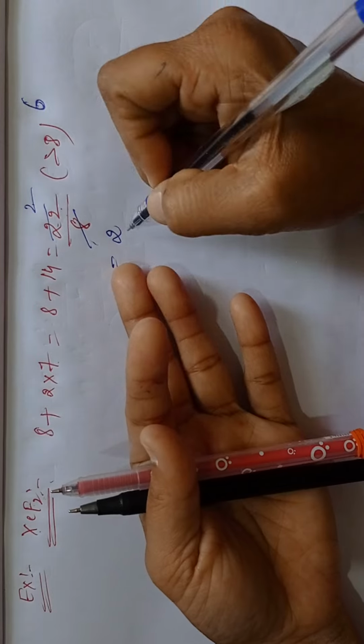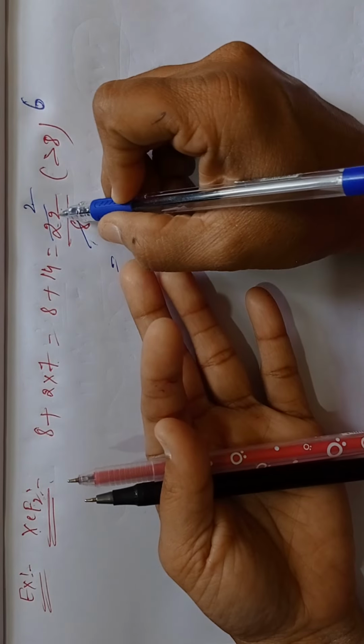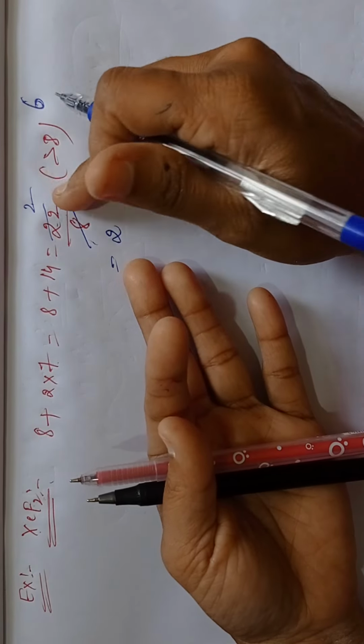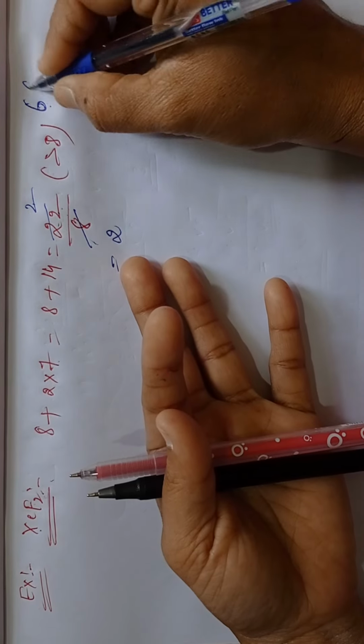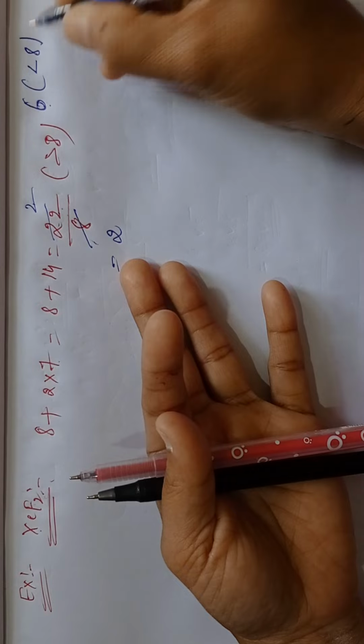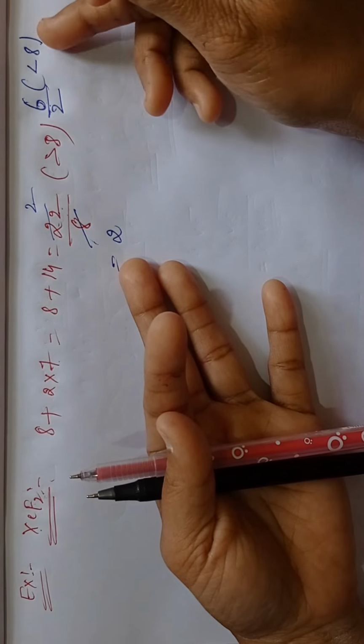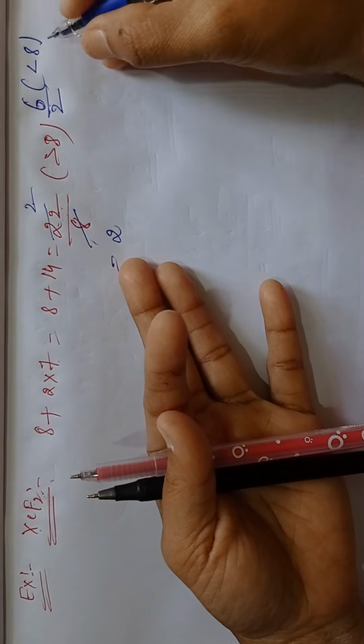Understanding? 8 2s are 16. 22 minus 16, how much is the difference? 6 is there. So that 6 is less than 8, which is why we should divide it by 2. If it is less than 8, we should divide with 2. This is trick number 1.